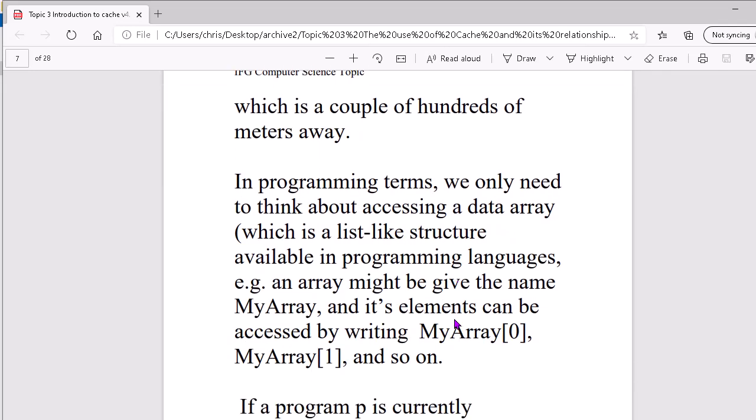In programming terms, we only need to think about accessing a data array, which is a list-like structure available to most programming languages. And the array might be given the name myArray, and its elements can be accessed by writing myArray in square brackets 0, myArray square brackets 1, and so on. myArray 0 actually stands for, or represents, the first element of this list-like structure, or this strip of data, if you like.